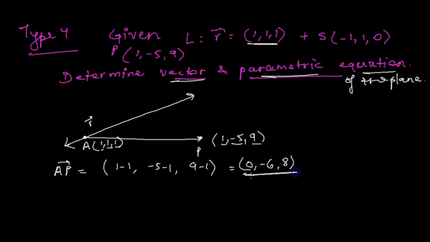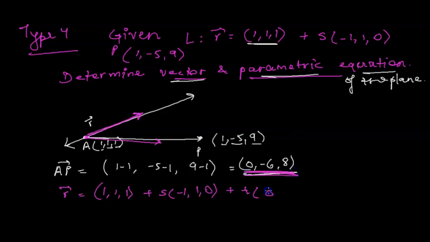Since we've got the second direction vector, which is this one, the first direction vector is this one, and we know the initial point, we can use both the direction vectors and the initial point to write the equation of the plane. So we would have the vector equation as r equal to 1, 1, 1 plus s times negative 1, 1, 0, that's this direction vector, plus t times this other direction vector that we've got here, 0, negative 6, 8, and this is how we get the vector equation of a plane.